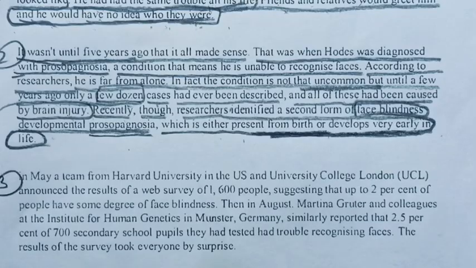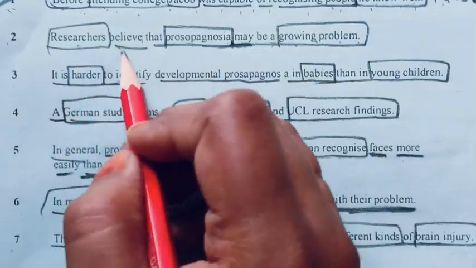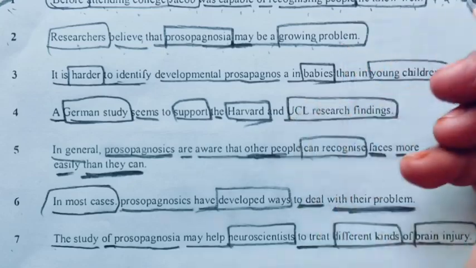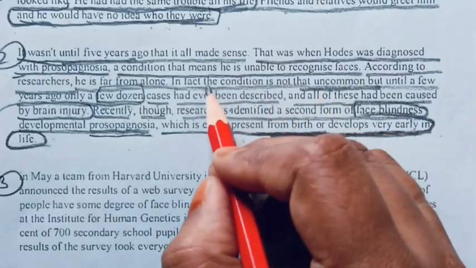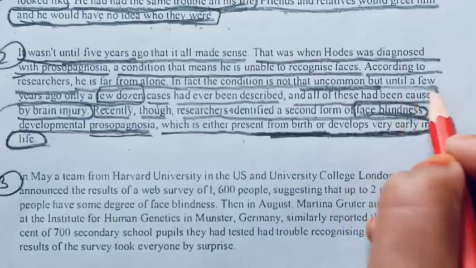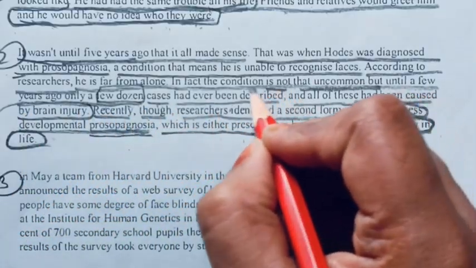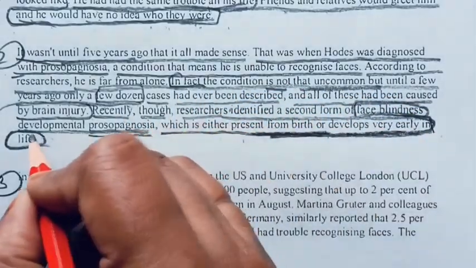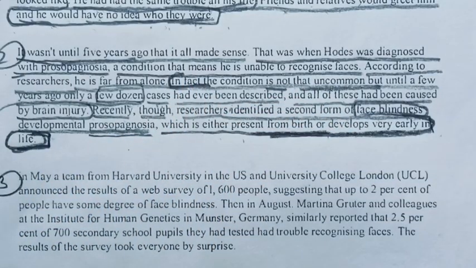Okay, so let's see whether we are getting any of our answer. In second number of the question, they are asking, researchers believe that prosopagnosia may be a growing problem. So yes, in this paragraph they are saying that in fact the condition is not uncommon, but until a few years ago, only a few dozen cases had been described. So we are getting our answer from here to here. Both the statements are agreeing with each other.